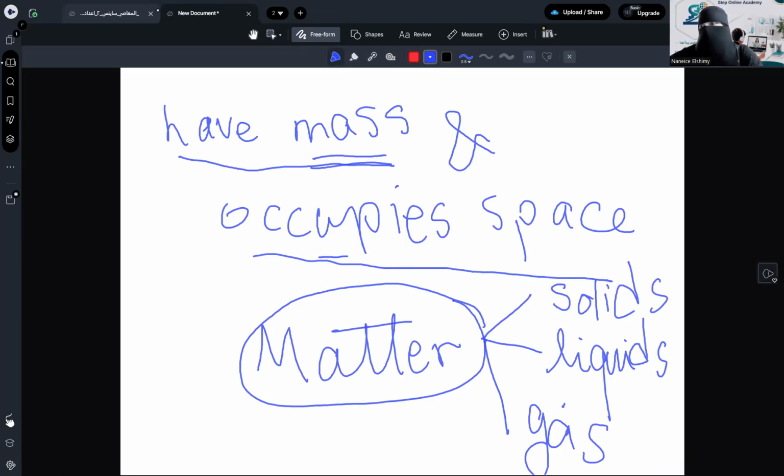Solids like books, like the mobile, like a pen. Liquids like water, like juice. And gases like oxygen, okay, like air, hydrogen. These are all gases. Okay, let's first talk about solids, okay?